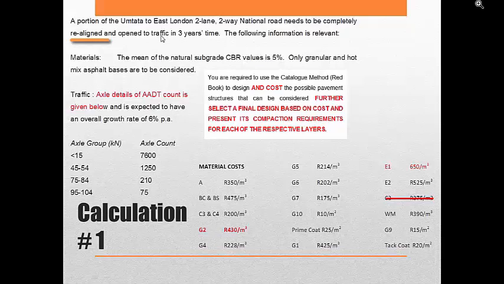In this calculation you are provided with a location, some description of the pavement, the time when it will be opened for use, subgrade information, granular and hot mix fill spaces to be considered when looking at the catalogues, a growth rate of 6%, and axle count data to calculate your traffic. You're also provided with material costs.